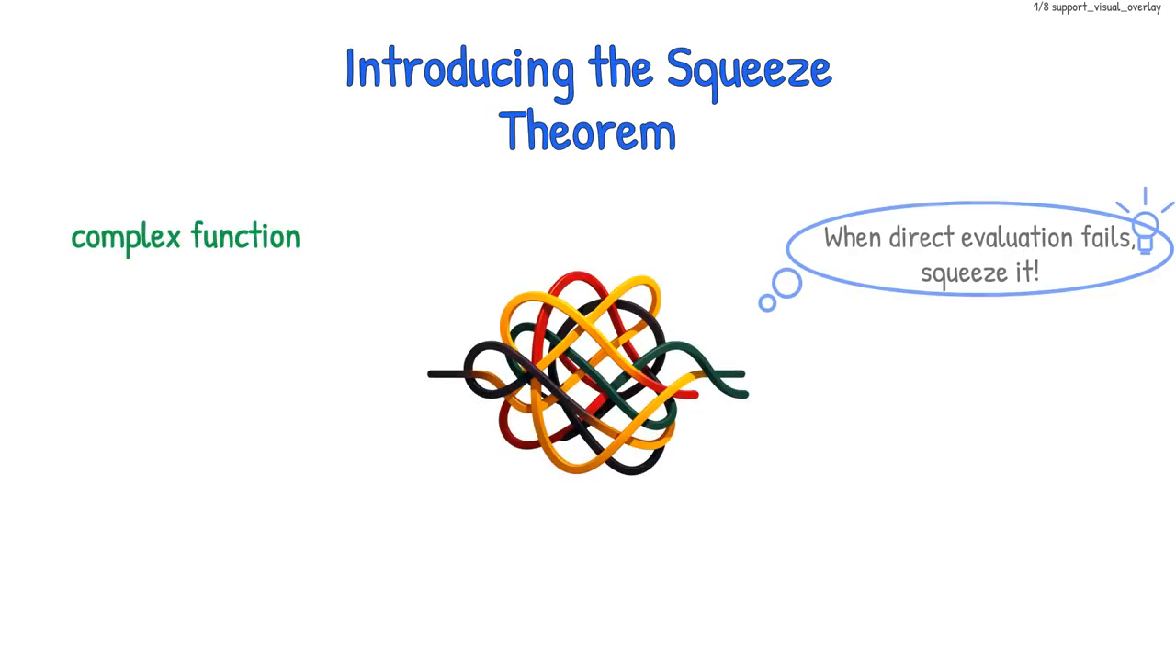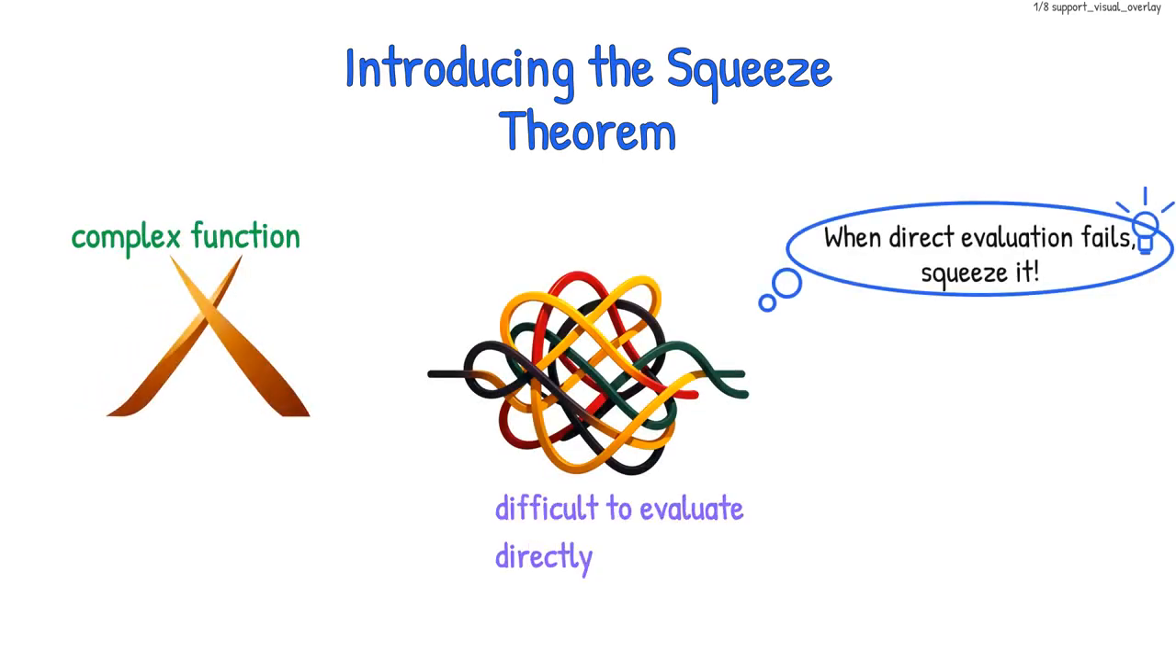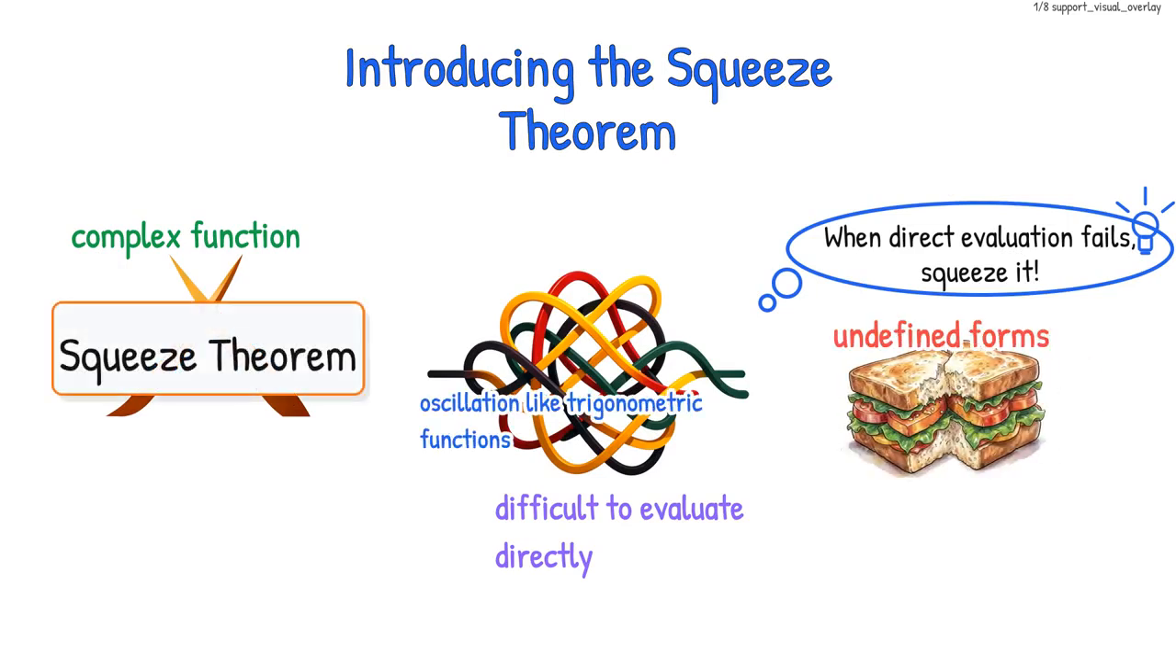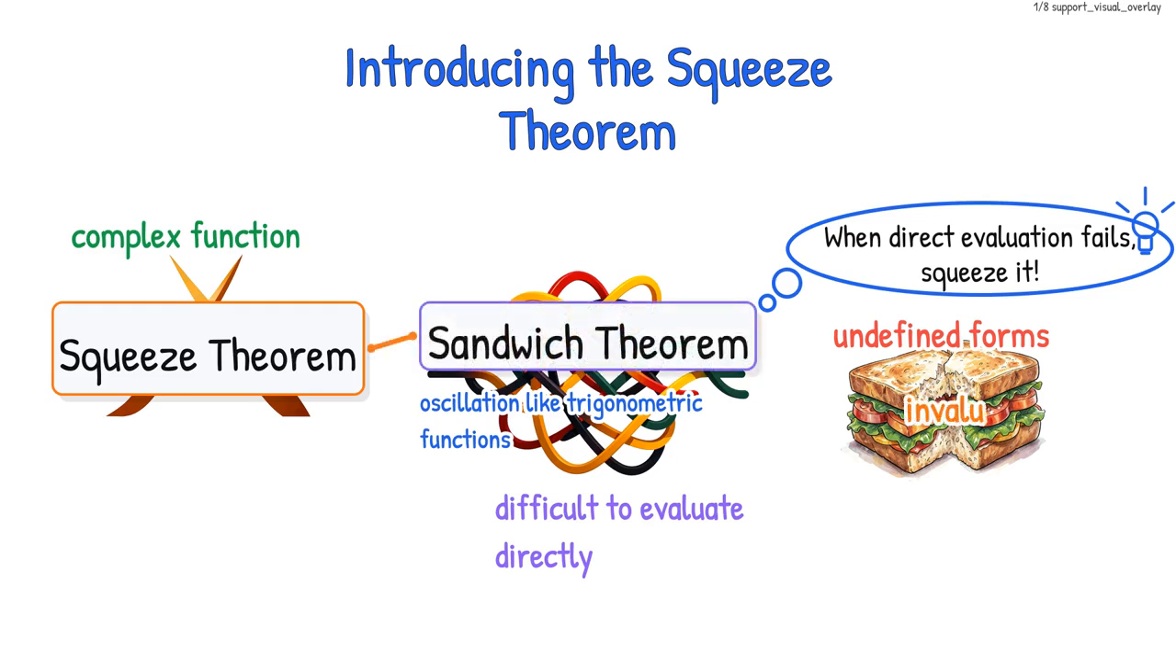When faced with a complex function whose limit is difficult to evaluate directly, especially when it involves oscillation like trigonometric functions or undefined forms, the squeeze theorem, also called the sandwich theorem, is an invaluable tool. It allows us to find the limit of a function by squeezing it between two simpler functions that share the same limit at a point.